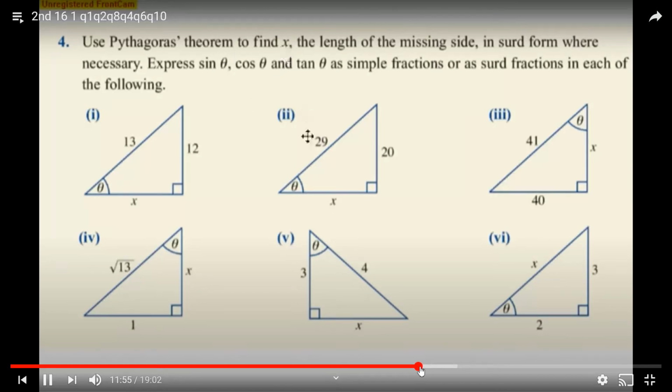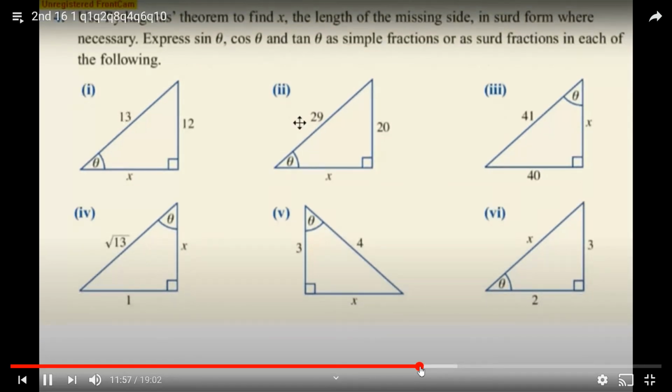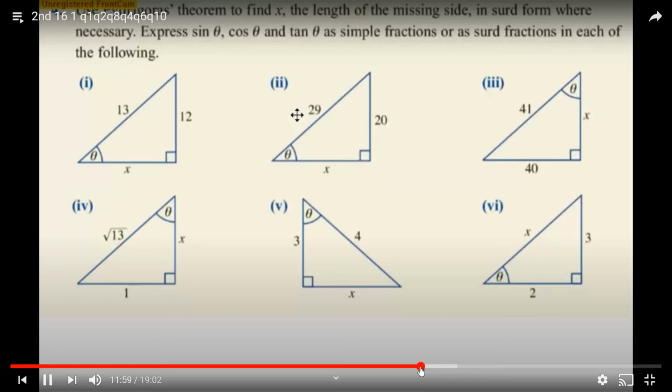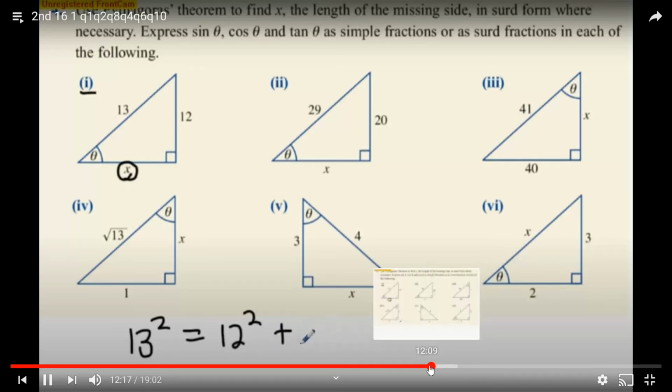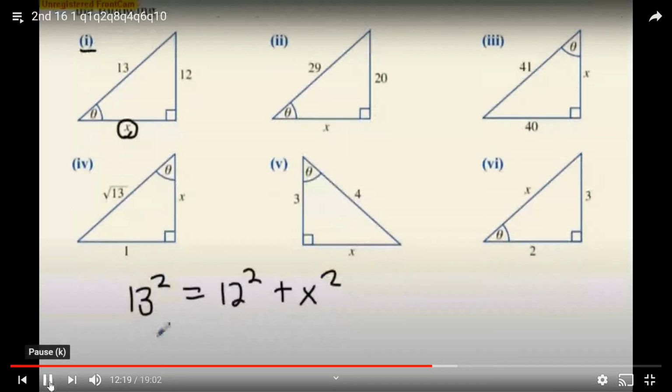Now we're back to question 4, where we're going to use Pythagoras Theorem, and then we're going to find out sine, cos, and tan of 1 or 2 of the following triangles. Okay, so let's take the first triangle. We have the longest side, which is 13 squared. It has to be equal to 12 squared plus x squared using Pythagoras Theorem. 13 squared is 169, 12 squared is 144 plus your x squared.